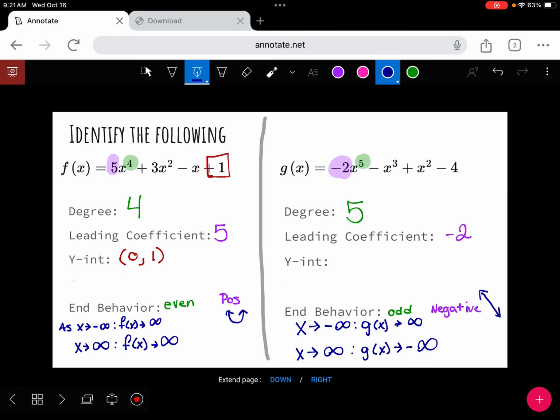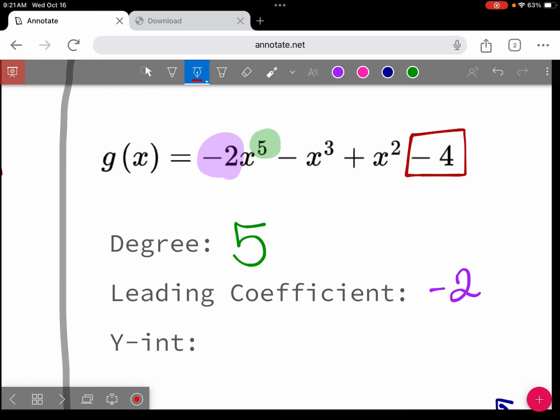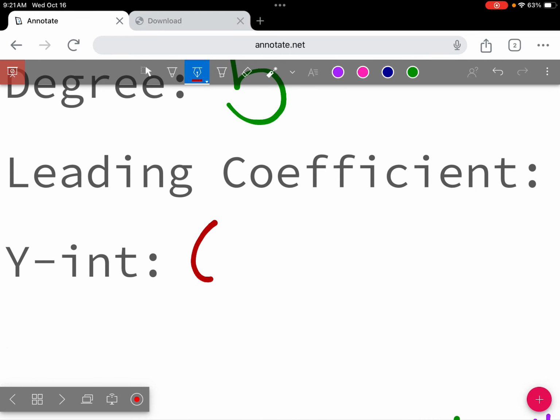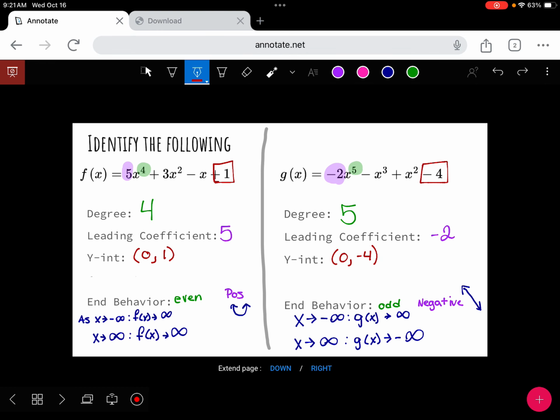And then our last piece up here, where's our y-intercept going to be? At 0, negative 4. This is my y-intercept. So it's at the point 0, comma, negative 4. And it is a good habit to always write our intercepts as ordered pairs. Okay. This should hopefully be review, but I know it's been a hot minute. Questions on these ones?